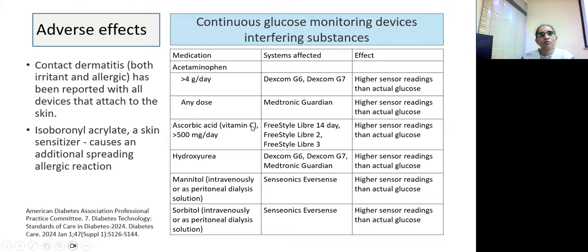Certain commonly used medications, especially acetaminophen and ascorbic acid, can cause falsely high sensor readings, especially vitamin C. You should ask the patients whether they are on vitamin C while using the Freestyle Libre sensors. Hydroxyurea can cause falsely high values with the Dexcom and Medtronic sensors, and mannitol and sorbitol with the Eversense sensors, that is the implanted sensor, which we are not using here.